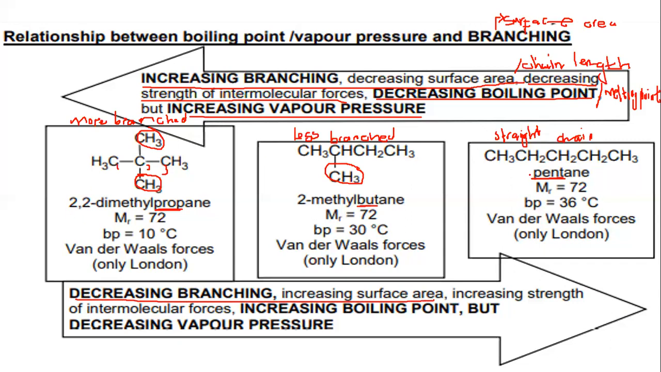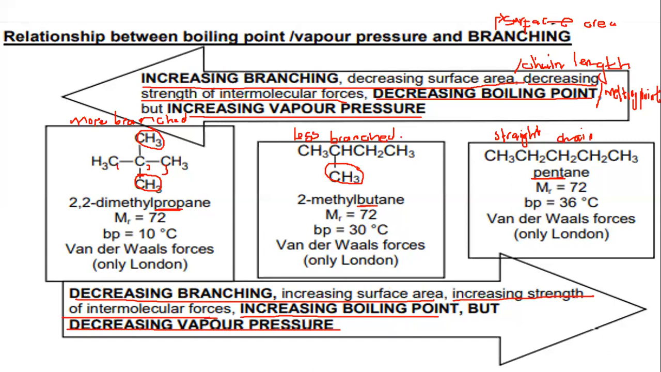And we know when the surface area increases, the strength of the intermolecular forces is also going to increase. And we know the stronger the intermolecular forces, the higher the boiling point. So we will have an increase in boiling point from left to right, which also means we will have an increase in the melting point. But the vapor pressure is going to decrease. Why? Because we know that the stronger the intermolecular forces, the lower the vapor pressure.